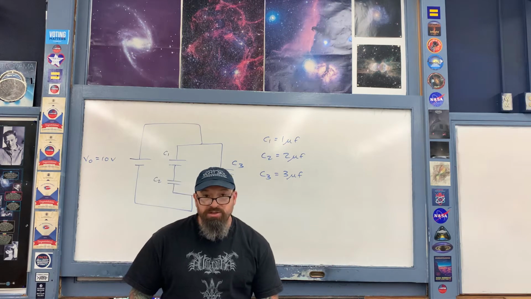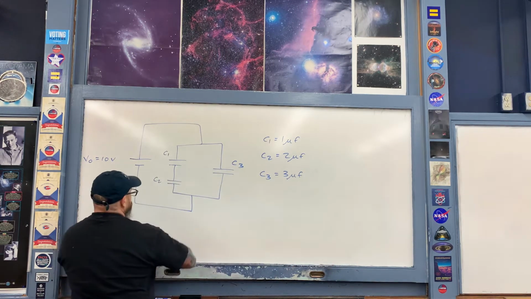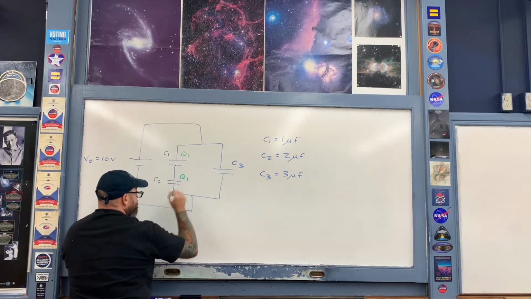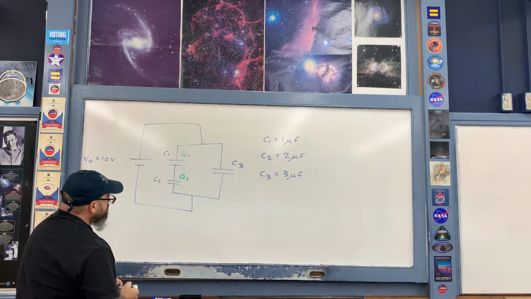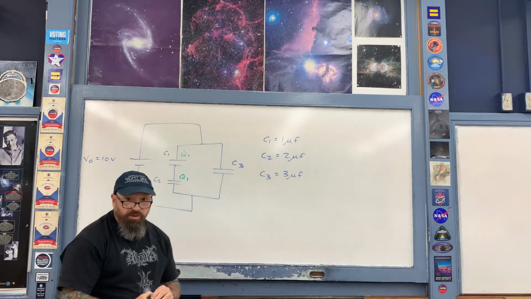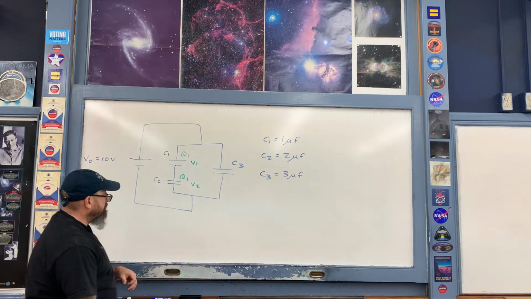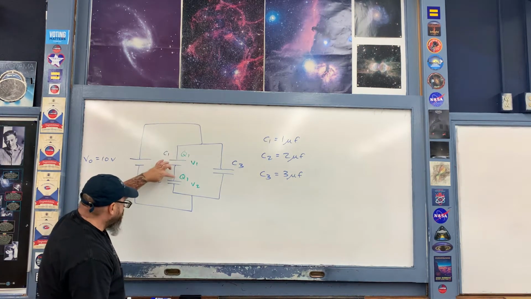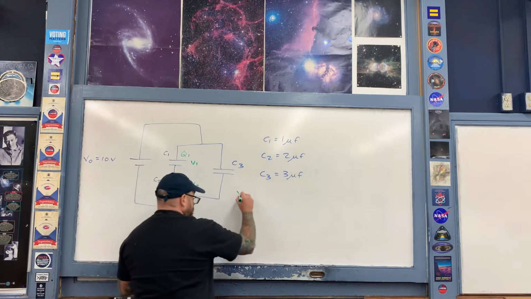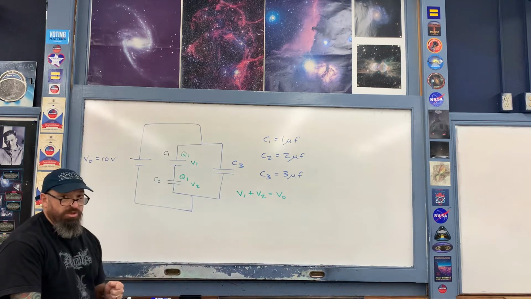Recall that when capacitors are in series, they have the same charge. So let's say there's a Q1 associated with this capacitor, but it's the same as this capacitor here. In addition, because these two capacitors are in series, they have different voltages. Right here is a voltage V1, right here is a voltage V2. Now the total voltage, V1 plus V2, is the same as that of the battery V0. So right off the bat, I have this expression here.